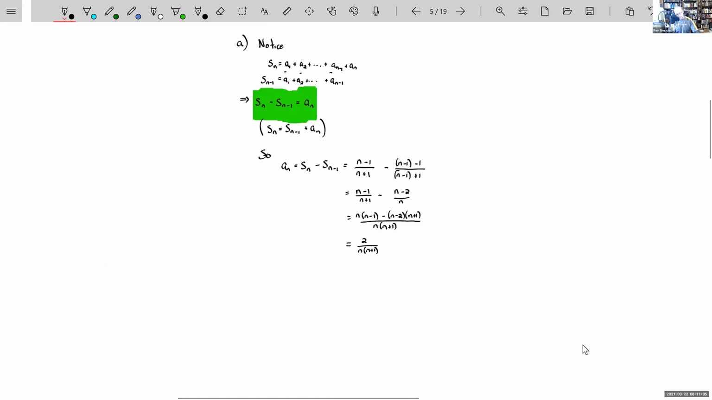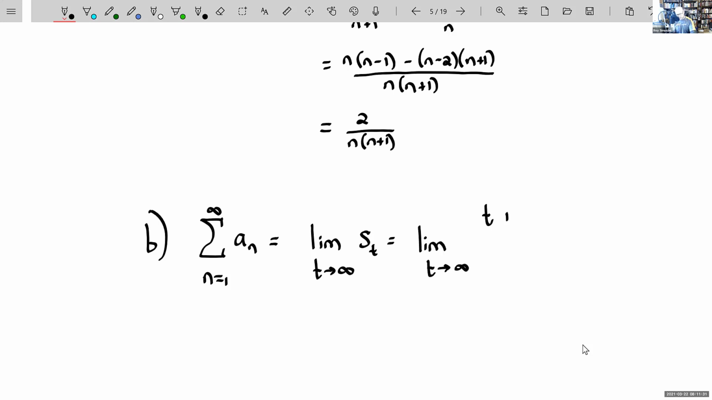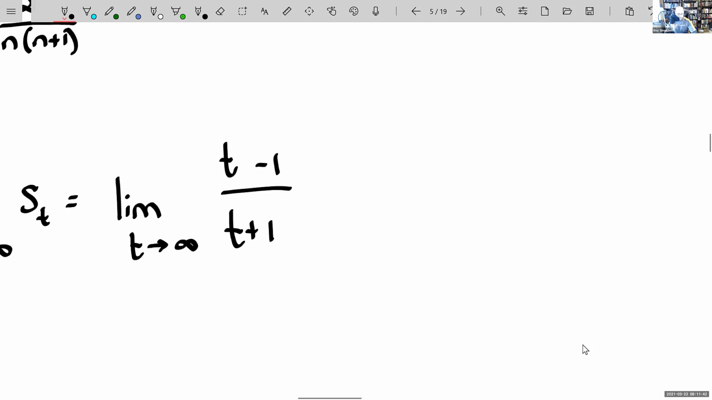So part B, we want to know the summation n equals 1 to infinity of a sub n. We've already said that's just going to be the limit as t goes to infinity of s sub t, and s sub t is t minus 1 over t plus 1. And we happen to know from our Calc 1, that's going to be 1. That limit will be 1.